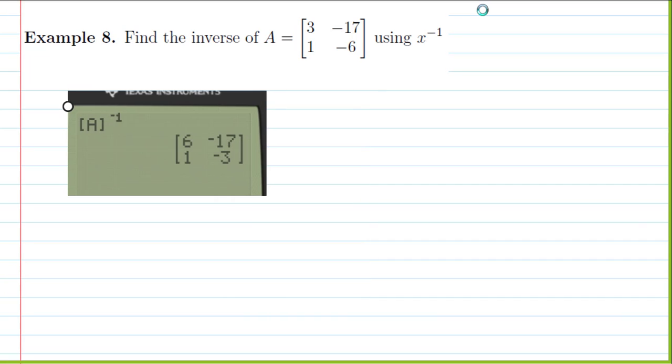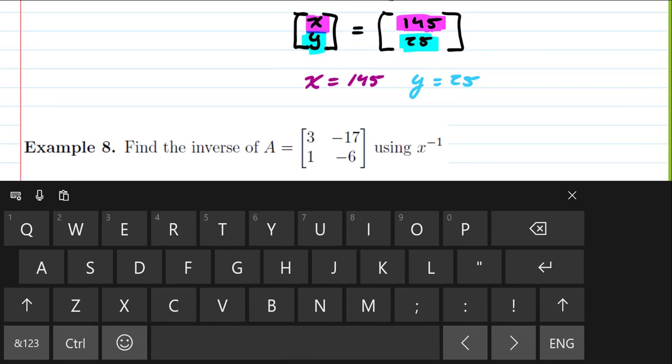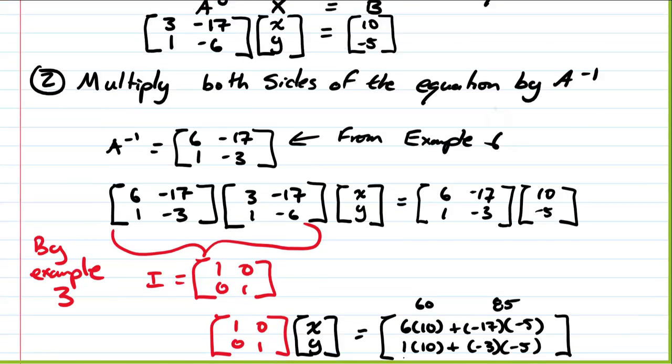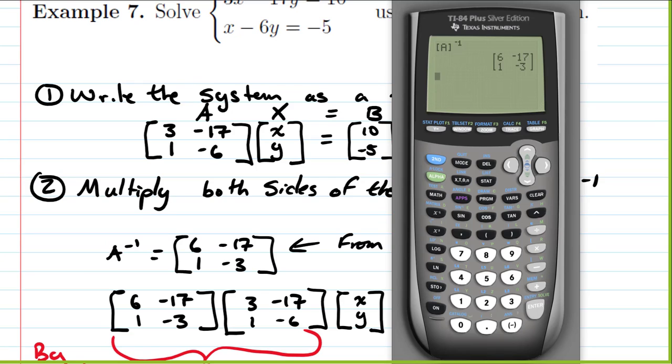We can also perform that multiplication in our calculator. So let's go up and take a look at this again. So we had matrix A times this equals B. We've got matrix A in our calculator. Let's go over to edit and put matrix B in. So in this case, matrix B is a 2 by 1. And we put in our two values, so 10 and negative 5.